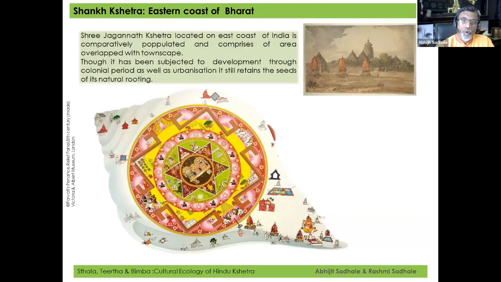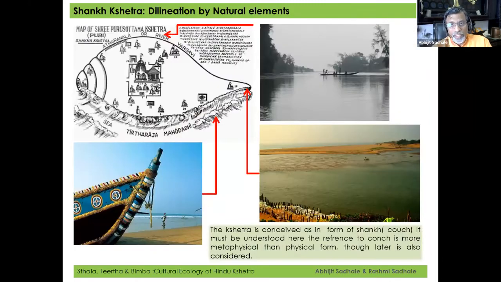Now, if you look at a more urbanized example of a Kshetra, it's Puri Kshetra, which is called Shankar Kshetra. It is very interesting because though it has become urbanized and populated, it still retains seeds of its natural rootings. Let us understand that. The very essence of Shankar Kshetra is that the Kshetra itself is demarcated by 2 natural elements. On one side, it is Atharnala and river Vargavi, while on the other side, it is Tirtharaj Mahodadi, which defines the physical extent of the kshetra.